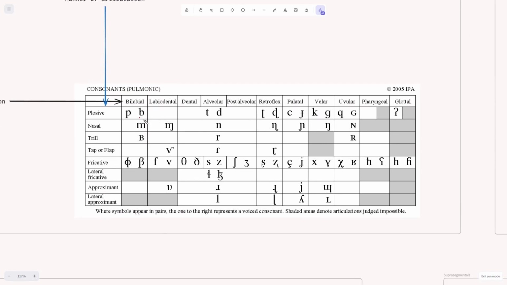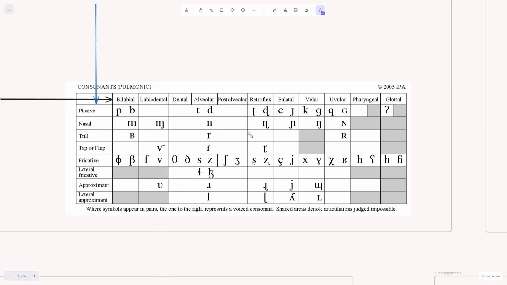Sometimes you can see symbols in pairs. This describes that the one on the right is a voiced consonant and the one on the left is a voiceless consonant. Let's talk about the place of articulation. Bilabial describes sounds that are produced using both lips, like in pa, ba, ma, and other sounds. Repeat after me so you can feel what your mouth is doing, so you can actually understand what is happening in your mouth to produce these sounds.